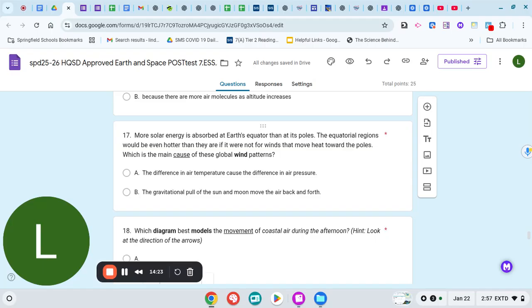This question should sound similar to number 6. Not necessarily the exact same answers, but it's asking about global wind patterns. Is it A, the differences in air temperature cause the difference in air pressure? Or is it B, the gravitational pull of the sun and the moon move the air back and forth?